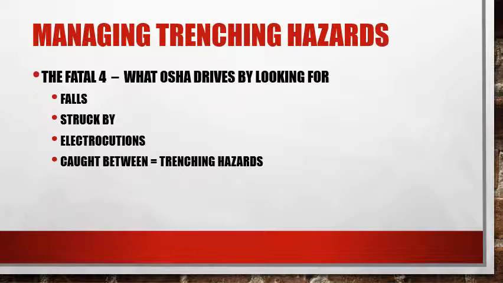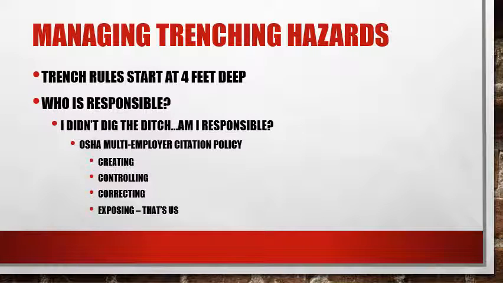Let's switch into a specific kind of confined space hazard we're going to encounter at GKW, which is managing trenching hazards. Part of OSHA's Fatal 4, what they drive by every job site looking for, is these 4: falls, struck by, electrocutions, and caught between. Trenching hazards fall under caught between. If they are driving by at 65 miles an hour and they see one of these hazards, they will stop and investigate immediately. So trenching hazards start anytime there is a trench at least 4 foot deep. Anytime there is anything 4 foot deep, it becomes a trench.